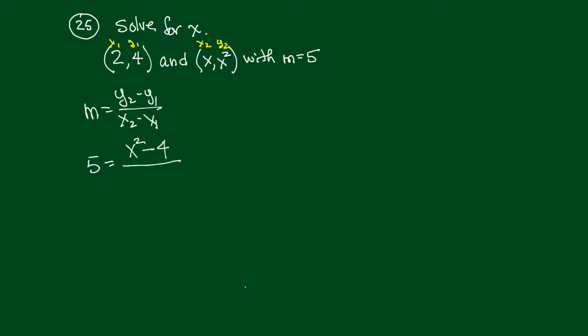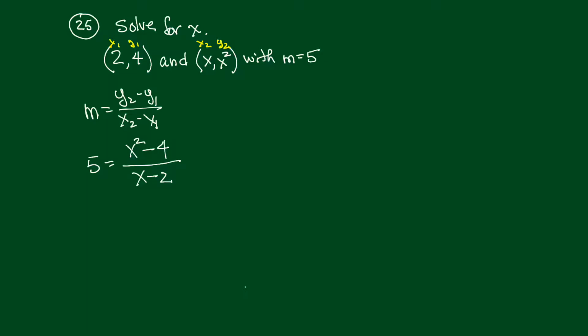Now in the denominator, we have an x2 minus x1. That's the second x minus the first x. So what's the second x? It's right there. It just happens to be exactly an x. So that'll be an x minus, now, what's the first x? There's the first x right there. That's a 2.